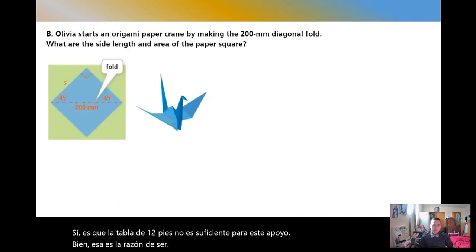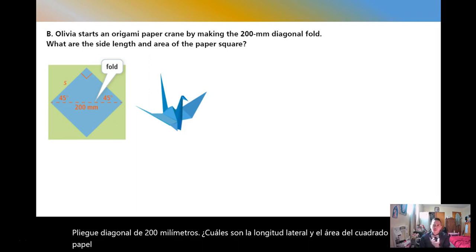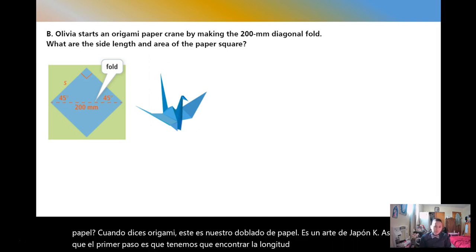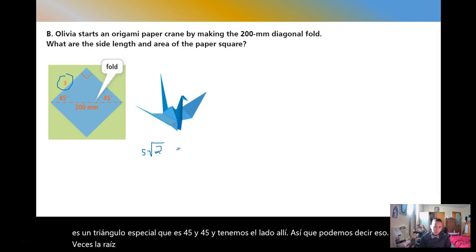The next example: Olivia starts an origami paper crane by making the 200 millimeter diagonal fold. What are the side length and the area of the paper square? When we say origami, this is paper folding. It's an art from Japan. Okay, so step 1 is we have to find the length of the side of the paper. This is a special triangle, which is 45 and 45, and we have the side there. So we can say that S times the square root of 2 is equal to 200.